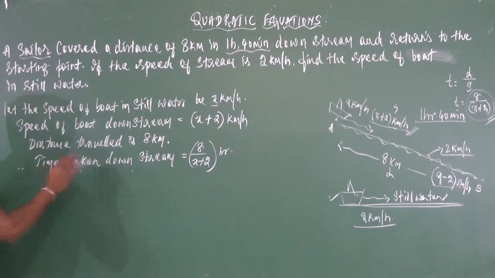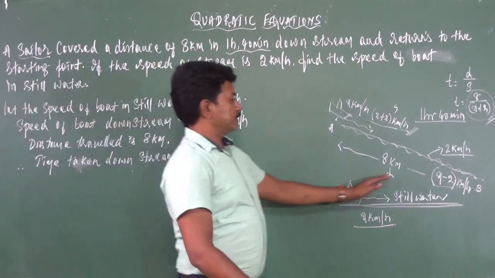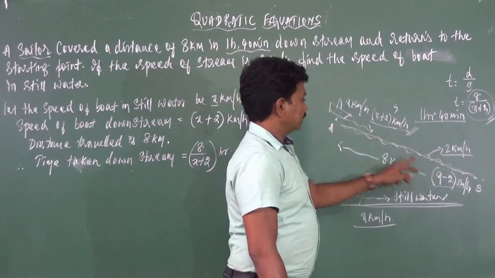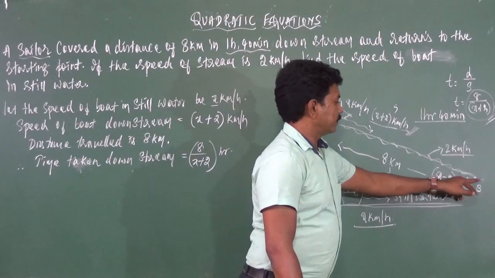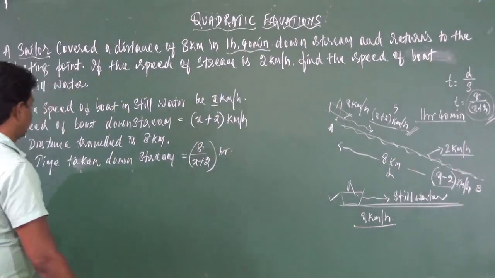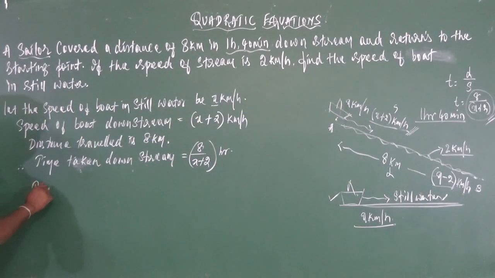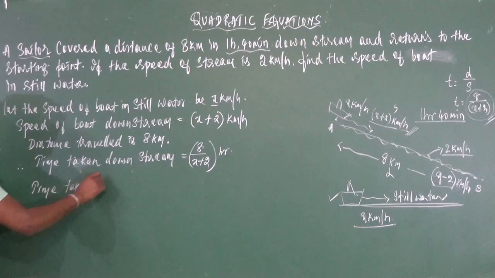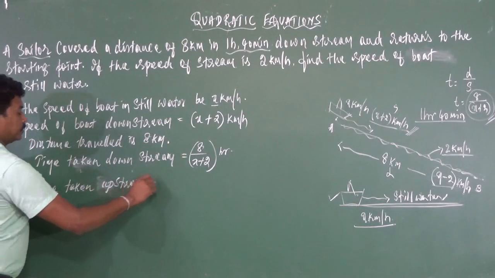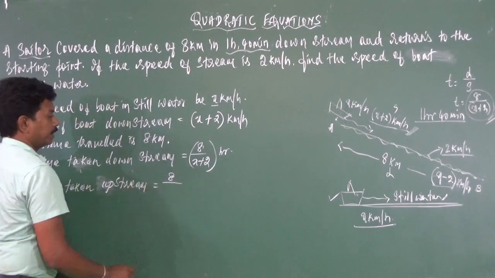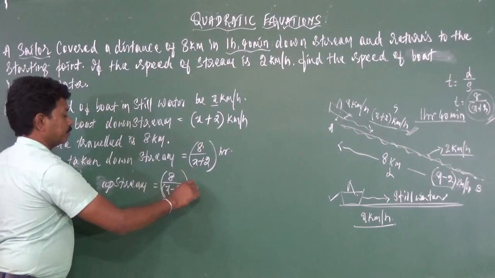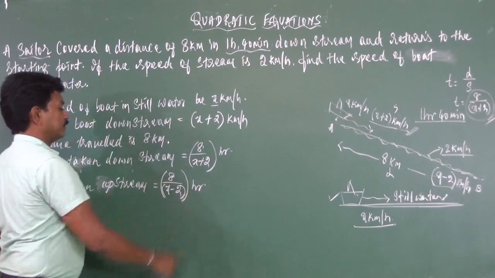Okay. Now we'll go with the second part of the problem. Here the boat is at point B. Now it has started to travel from B to A at a speed of x minus 2 km per hour, covering the same distance, that is 8 kilometers. So now we will calculate the time. Time taken upstream is equal to the same 8 kilometers by the speed, which is decreased by 2 kilometers per hour, that is x minus 2 kilometers per hour. So 8 by x minus 2 hours it is going to take.